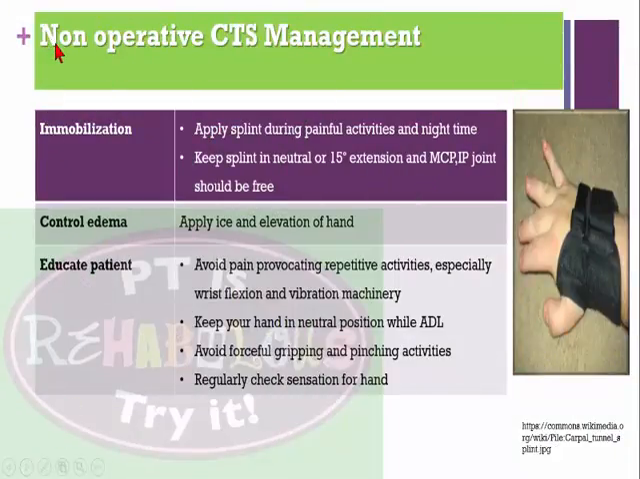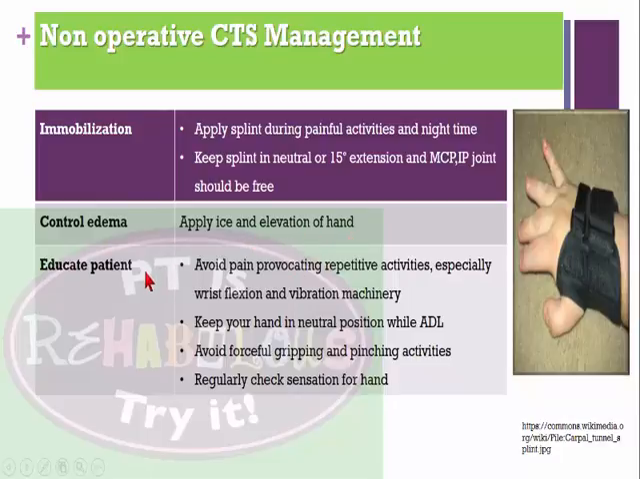Let's learn non-operative management for carpal tunnel syndrome. First, for immobilization, apply a splint during painful activities and at night time. Keep the splint in neutral position or 15-degree extension; the MCP and IP joints should be free. To control edema, apply ice and elevate your hand.